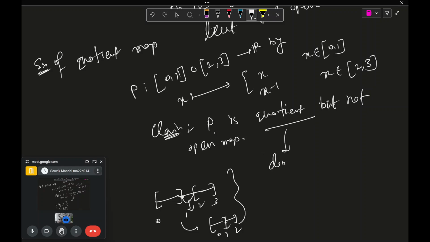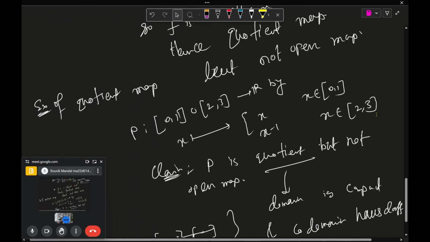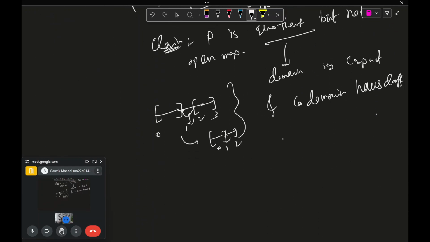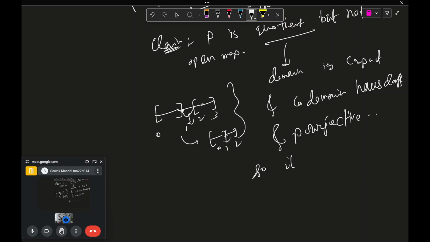The reason is that the domain is compact and the codomain is Hausdorff, right? Domain compact, codomain Hausdorff, and P is surjective. So it is a quotient map.